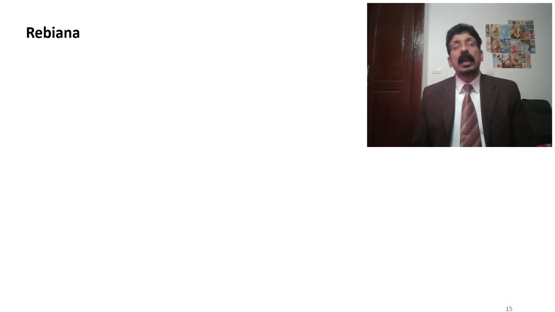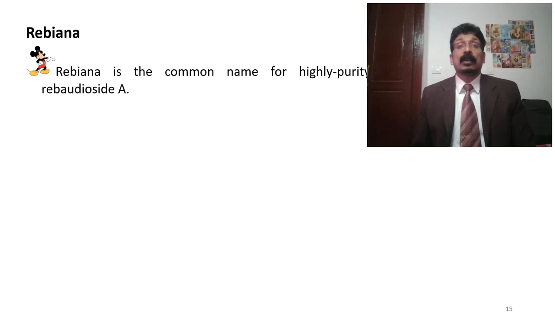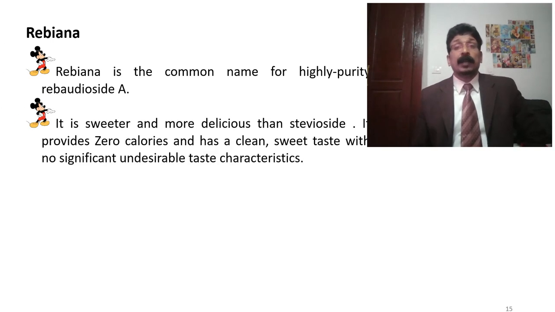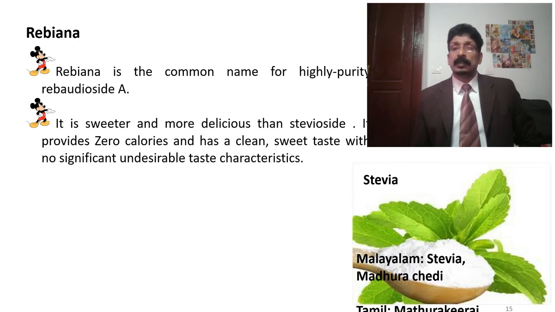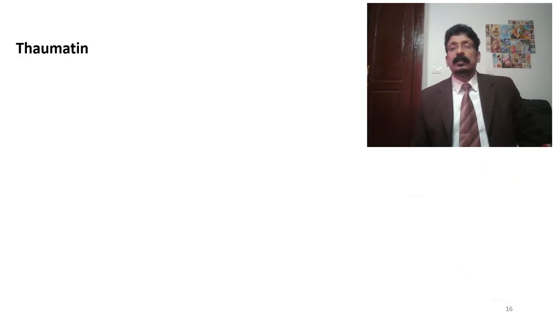Rebiana is also present in the plant. Rebiana is the common name of highly purified rebaudioside A, which is obtained from the stevia plant. It is a sweetener, more delicious than steviocyte. It also provides zero calories and has a clean, sweet taste, with no significant undesirable taste characteristics observed. This is the same thing. Madhura chedi, or madhura keerai, you can also say in Tamil.